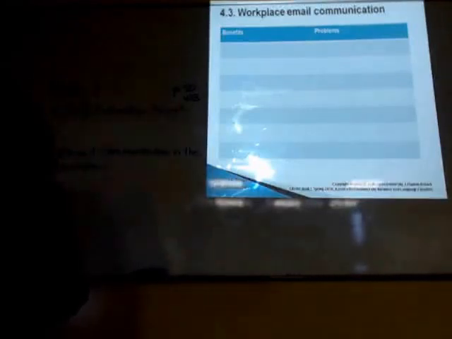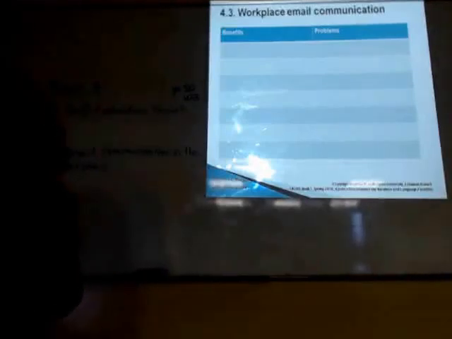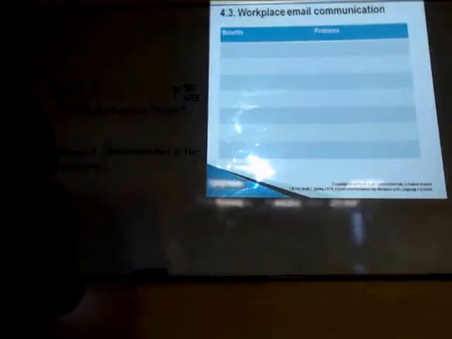What else? Can you think of any other advantages for email? We said it's cheap, it's fast, it's convenient, meaning I can check my email whenever, right? From the office, from work, my phone nowadays, right? It's available everywhere.